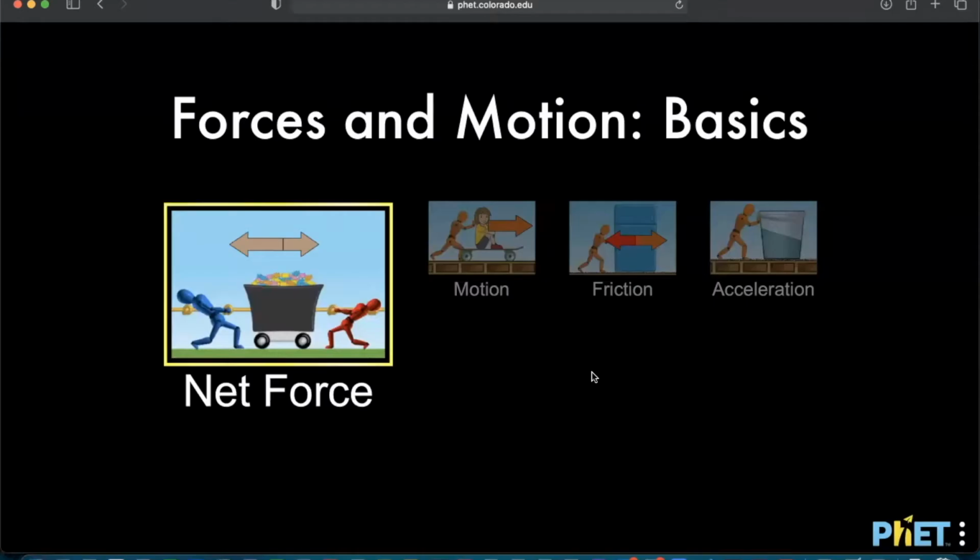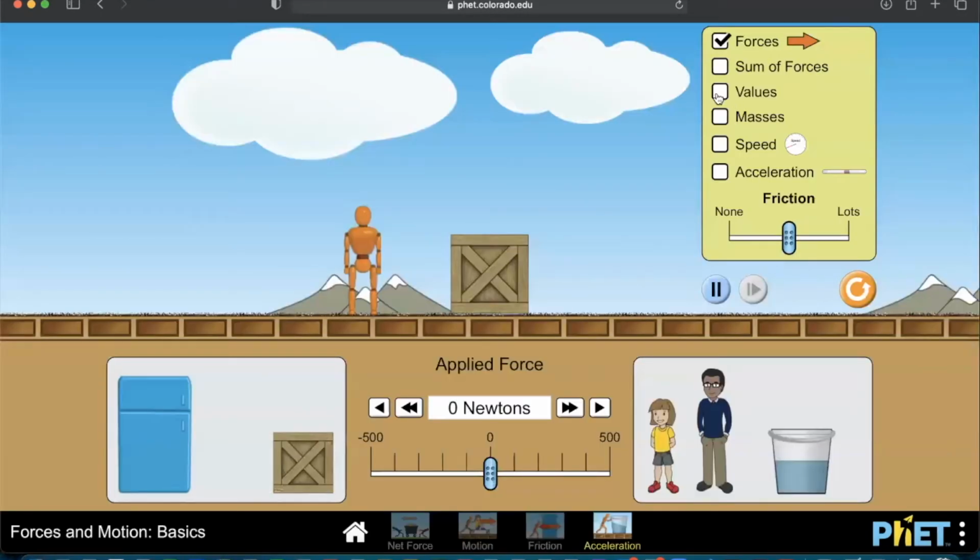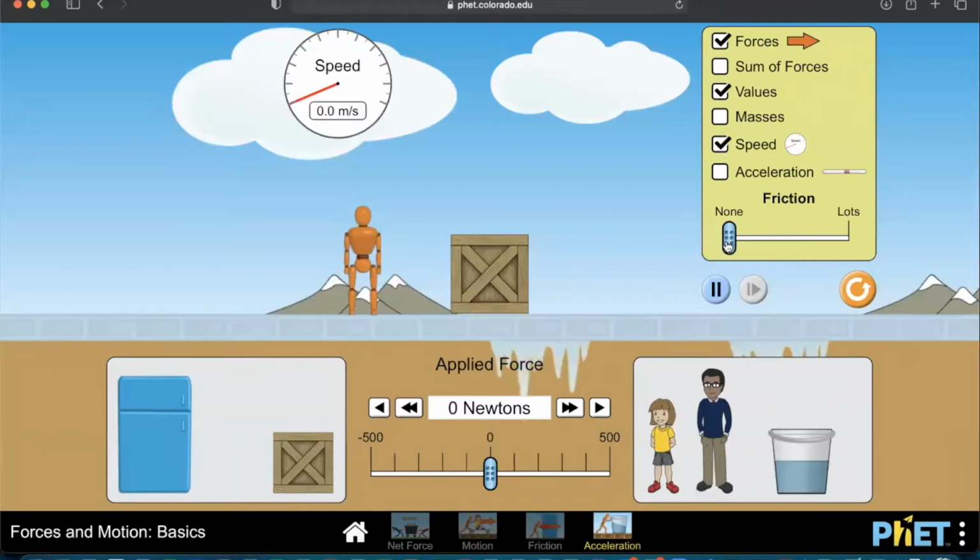To see Newton's first law in action, we're going to explore a PhET simulation, which I'll link down below in the description. We're going to click on acceleration and check values in speed and slide friction to none. So right now, the law of inertia is holding because there are no forces being applied on this box right over here, and its speed is therefore staying at 0 meters per second.